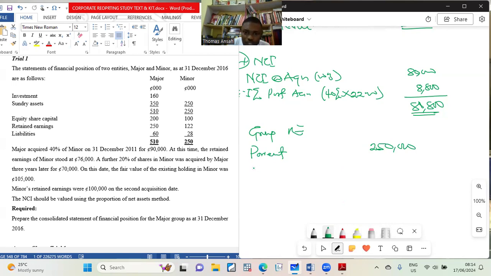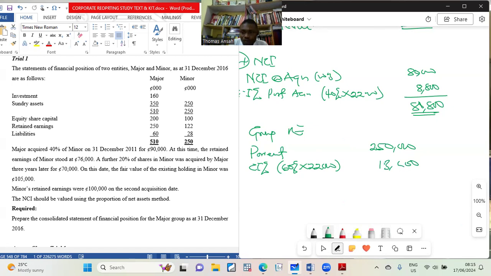Then what do you have? NCI share of post acquisition. So that is the 60% of the 22. I'm sure that is where the 200 is hiding from. Yeah, I have 13,200. All right. What else have to be brought?